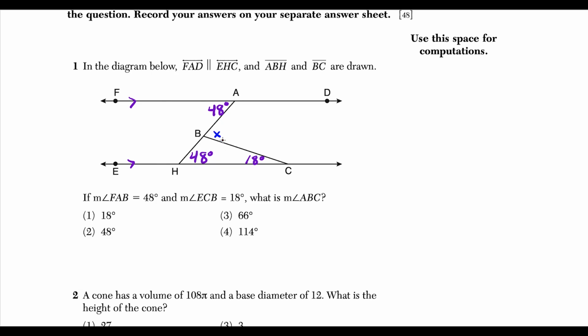So if I want to find the measure of angle ABC, notice this is an exterior angle, and the exterior angle formed is equal to the sum of the two remote interior angles. So I could say X is equal to 48 plus 18. This works out to, we just have 16, carry the 1. So this is going to work out to 66. So X is going to be 66 degrees. So this is going to be choice 3.